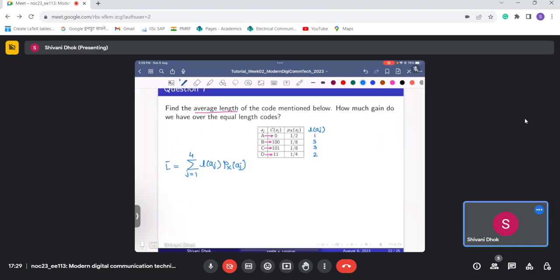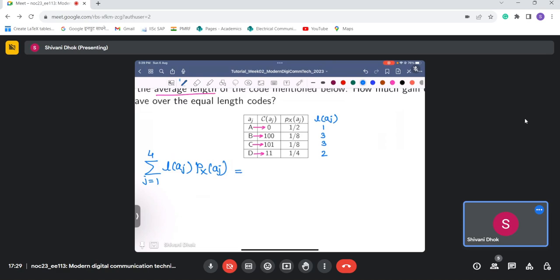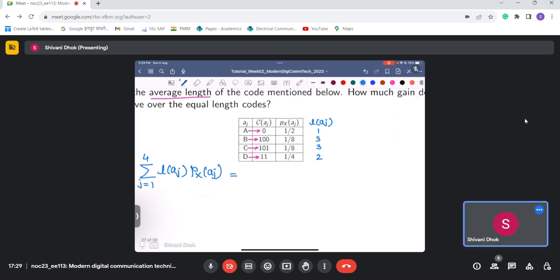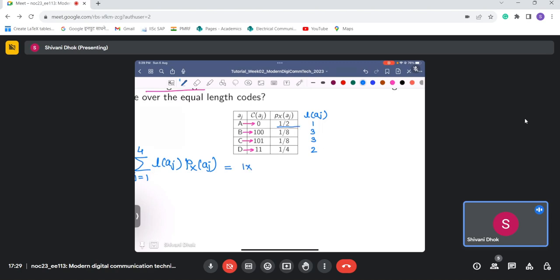Okay, so what we have here is length of AJ for J equal to 1, which is 1, into its probability. So length is 1 and the probability is 1 by 2, so we have 1 by 2 into 1, plus, length is 3 and probability is 1 by 8, so it is 1 by 8 into 3, plus, again length is 3 and probability is 1 by 8, so it is 1 by 8 into 3, plus, length is 2 and probability is 1 by 4, so it is 1 by 4 into 2.